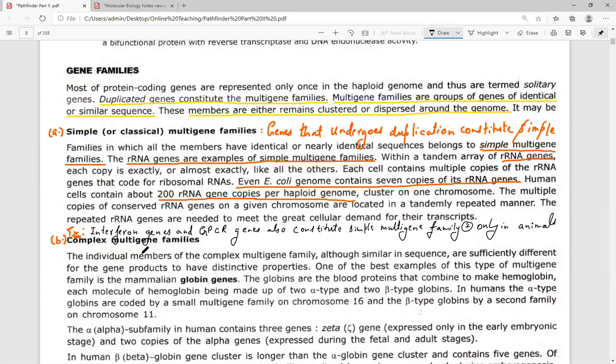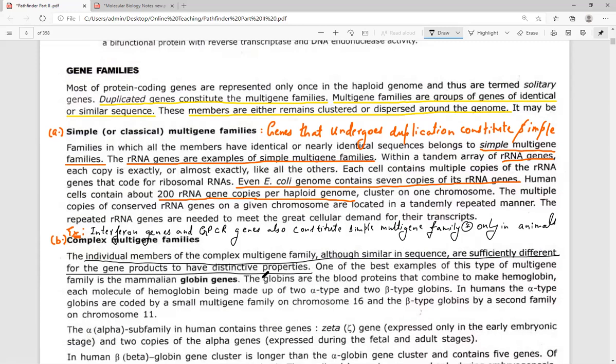The individual members of the complex multi-gene family, although similar in sequence, are significantly different for the gene product to have distinctive properties. So every member is although similar, but they are still different. Their gene products are different. Their proteins produced are different.